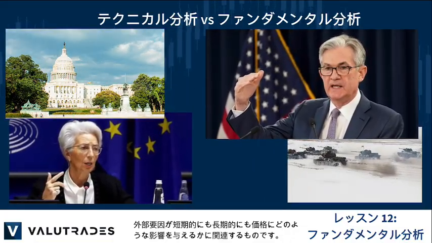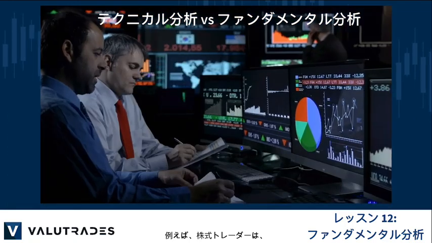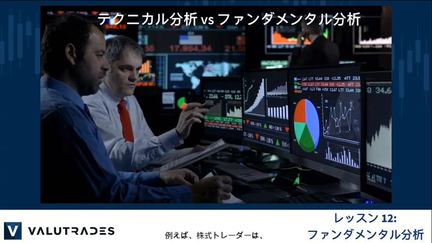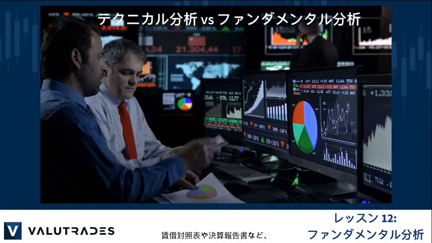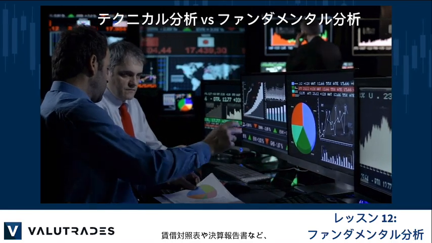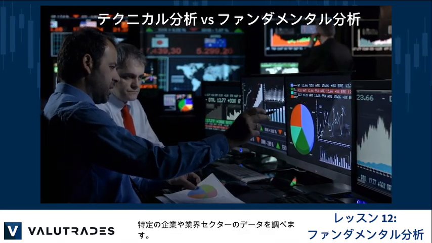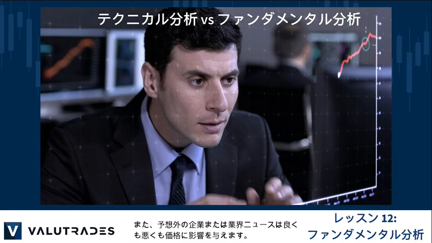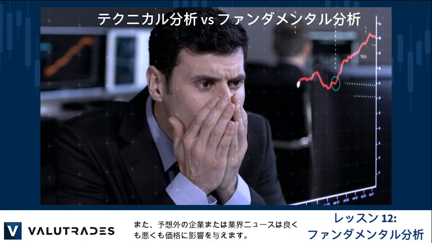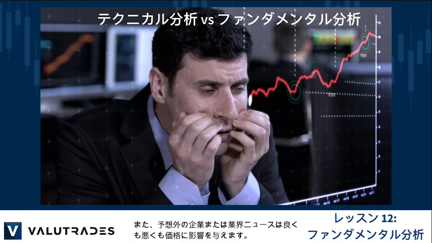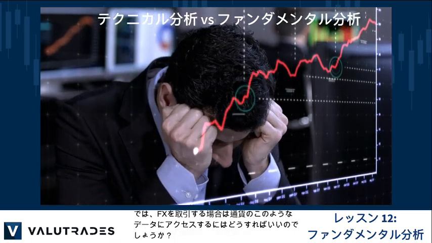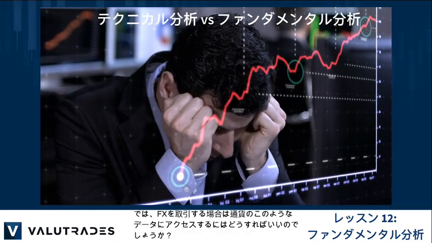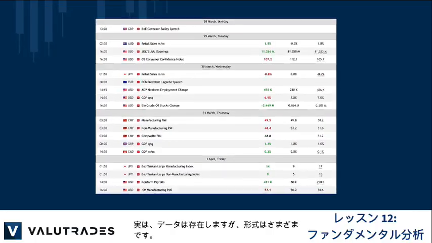and longer term. For example, equity traders will examine data from a particular company or industry sector, such as balance sheets, earnings reports, and many other forms of data, as they may affect the value of a company. Also, unexpected company or industry news, which may be perceived as good or bad, will also affect price. So, if we are trading Forex, how do we use this kind of data for a currency? Actually, the data exists, but in different forms.